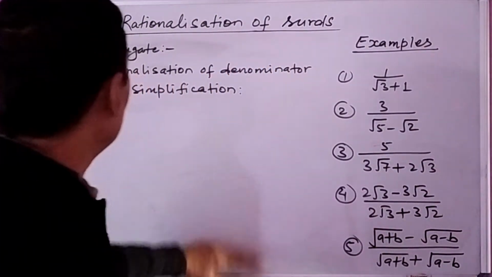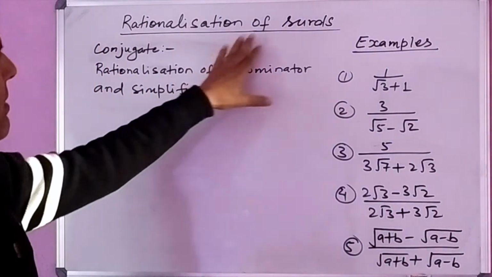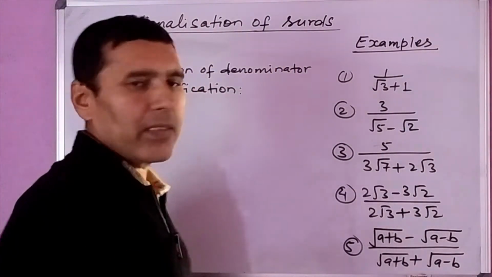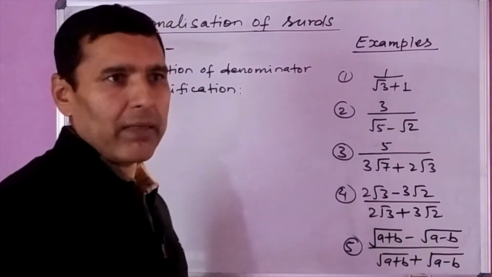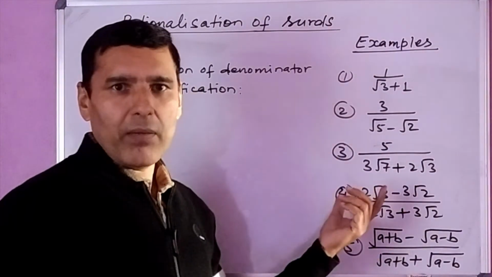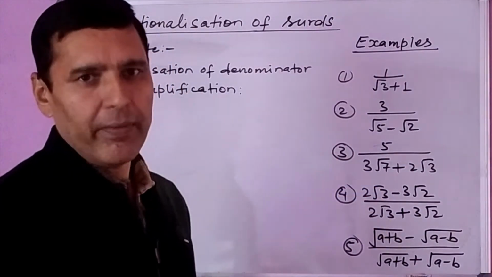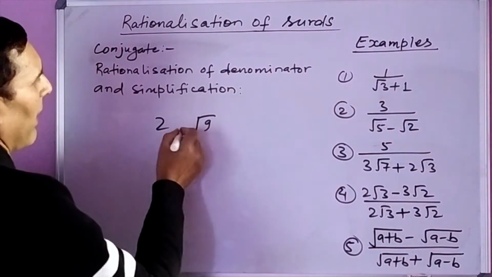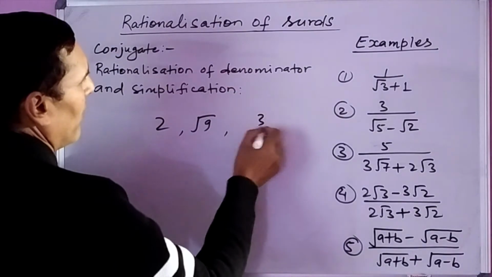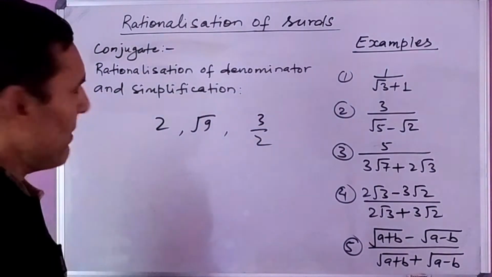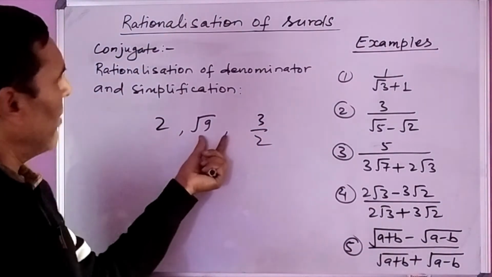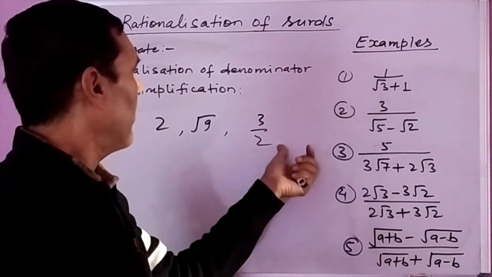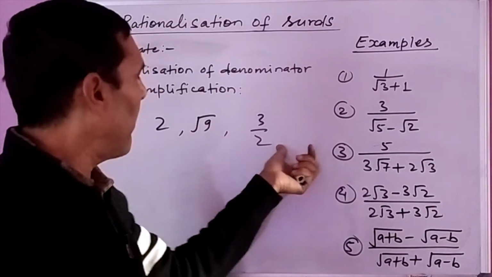Today we are going to discuss the rationalization of surds. So what do we mean by rationalization of surds? We know that rational numbers and surds are different things. Like square root of 9, 3 upon 2, these are rational numbers, because the square root of 9 is 3, and 3 upon 2 is 1.5.